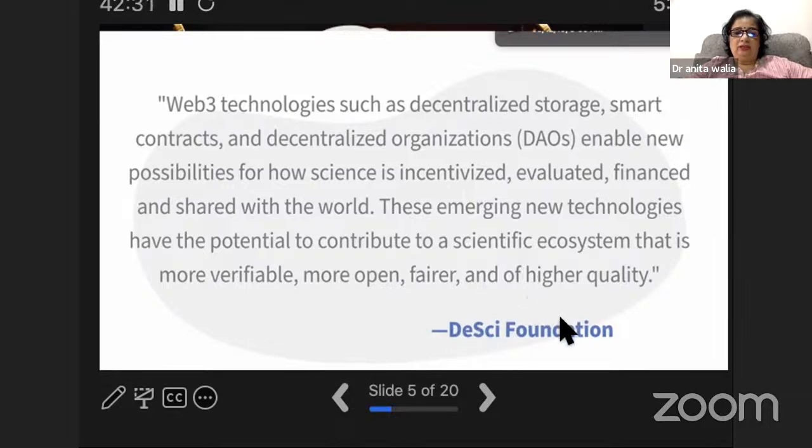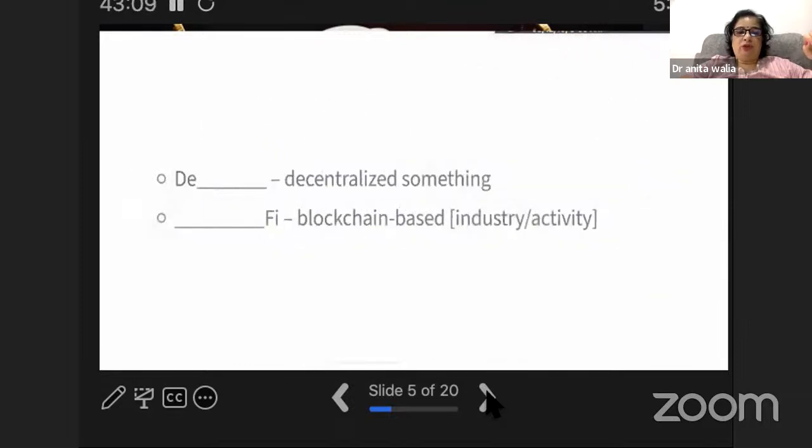I read something on a website, and I have put it on the slide, which says that decentralized autonomous organizations, DAOs, enable new possibilities for how science is incentivized. So scientists will be paid, and they will be evaluated on their talent and collaboration. There will be funding which can come in the shared world. Everything is verified, everything is fair, everything has high quality, and everybody gets rewarded. Nobody can say, oh, I contributed more, I got less. So those complaints will not be there.